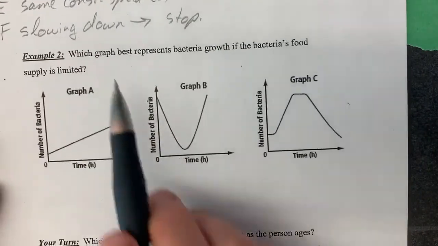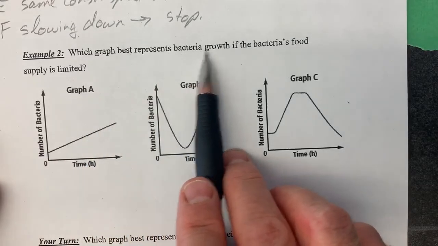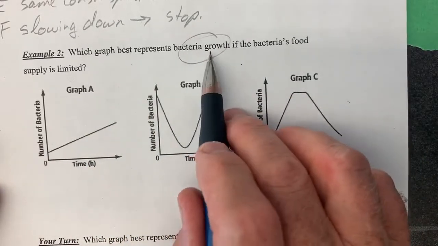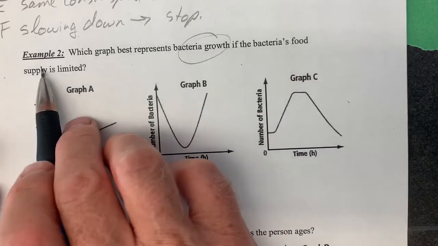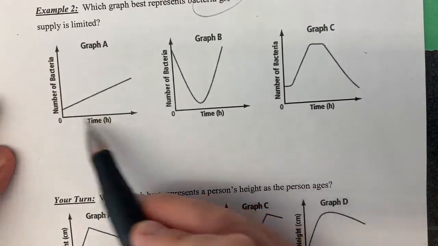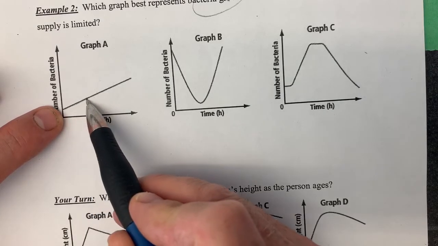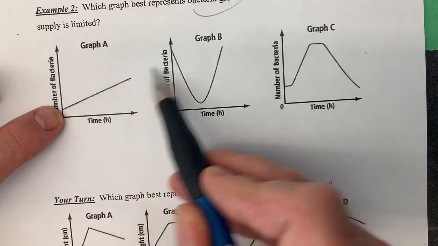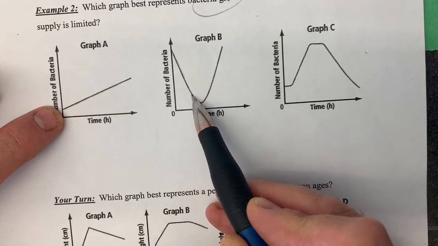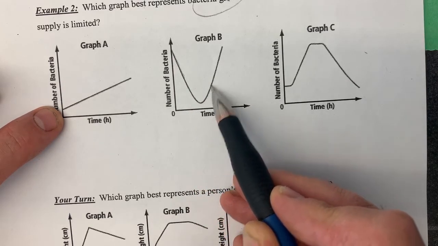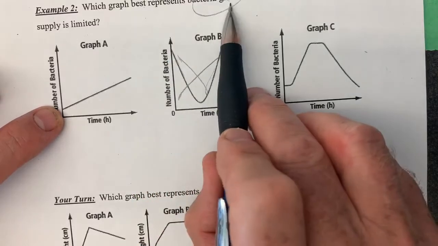So how about this one? It says, which graph best describes bacteria growth? Growth means they're going to be getting bigger. So if the bacteria's food supply is limited, as time goes on, the number of bacteria is growing. Yeah, it's going up, it's going up. What's going on here? Here, the number of bacteria is going down. In other words, it's dying off, and then it starts growing. It's not this one, because it's growth.